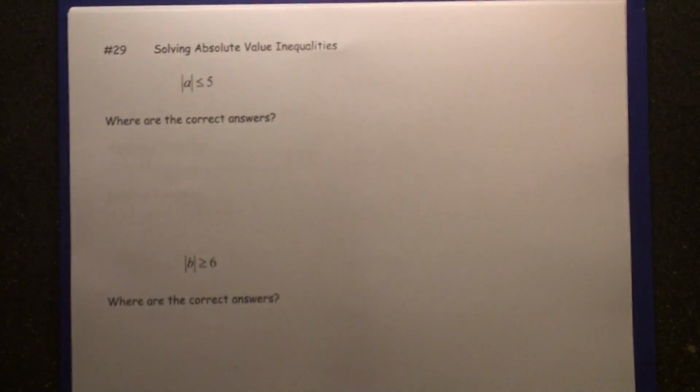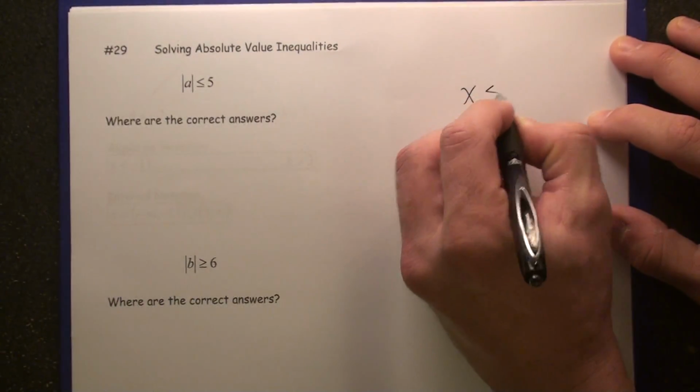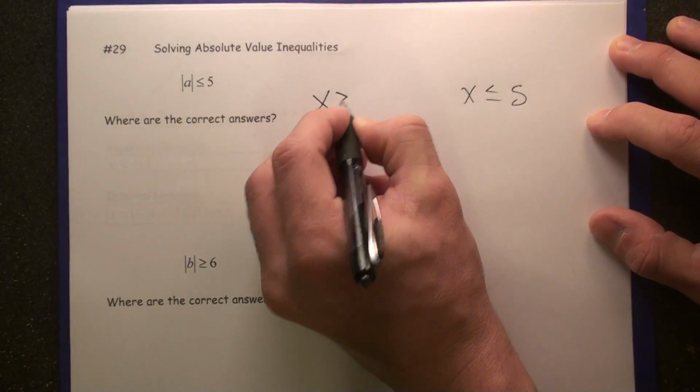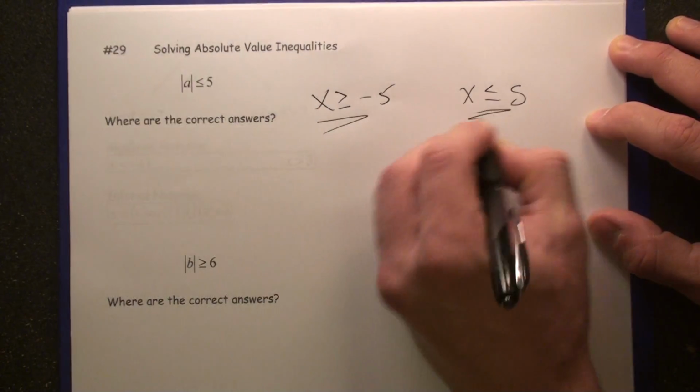Video number 29, solving absolute value inequalities. Now in the first video we did recap this page. Just to recap it again, we did x is less than or equal to 5 and x is greater than or equal to negative 5. That's what we found were the correct answers.